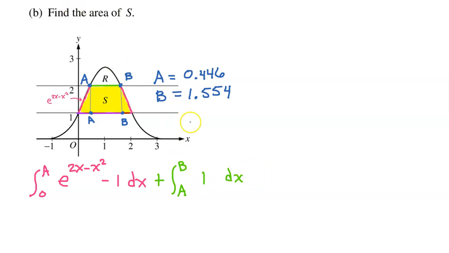All right, and now the third integral is from b to 2. Top function minus bottom function, we're back to e to the 2x minus x squared, minus the bottom function of 1 again. So we just need to type all of this into the calculator.